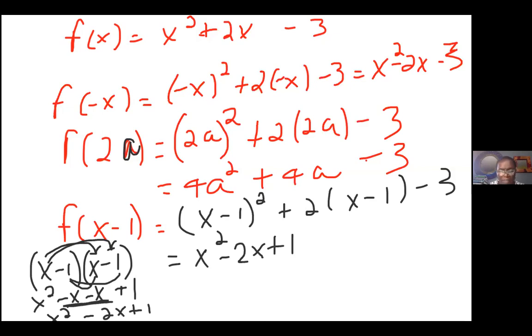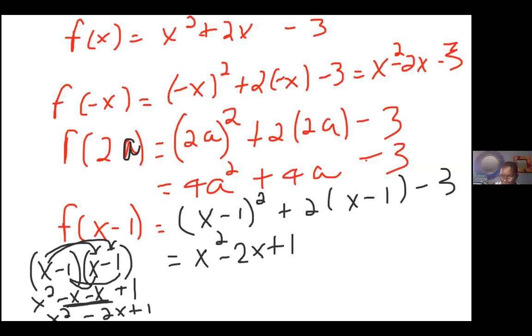I'm going to pause here just in case I lost someone, or perhaps you have a question, guys. Are you okay with the x squared minus 2x plus 1, where you are just FOILing x minus 1 times x minus 1? No questions? Okay, let's continue, guys.